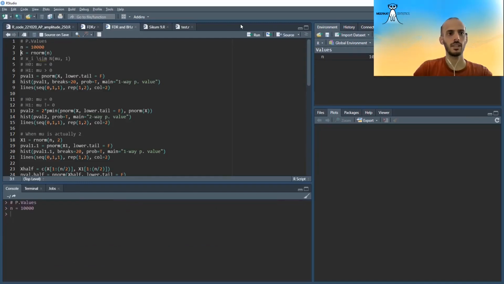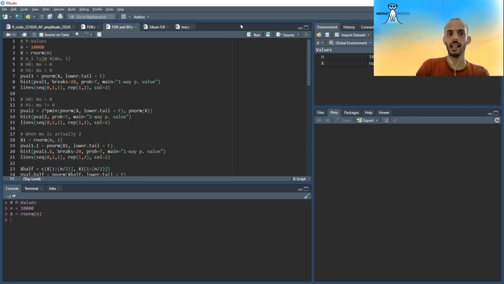Okay, so suppose we have 10,000 draws from a normal distribution, and we have some null hypothesis that says that the mean of the normal distribution is 0, and we have an alternative hypothesis that the mean is greater than 0. Okay, and each one of those draws, we look at it and we say, does it come from a mean of 0, or does it come from a mean greater than 0?